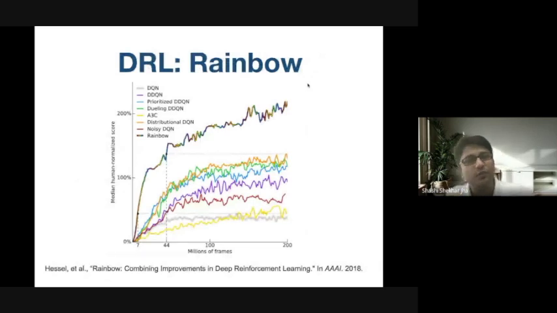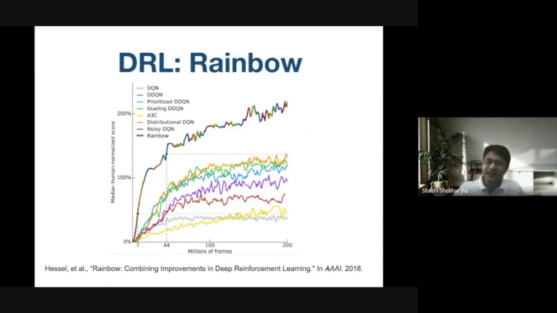Now, obviously, so many of such improvements were happening since 2015 when the first model came. All these big researchers working in the domain of RL and AI were proposing new methods so that we are able to achieve even more. So this group of Hessel et al. in 2018 said, let us put everything together and let us see what happens. So they created a deep reinforcement learning model called the Rainbow model.